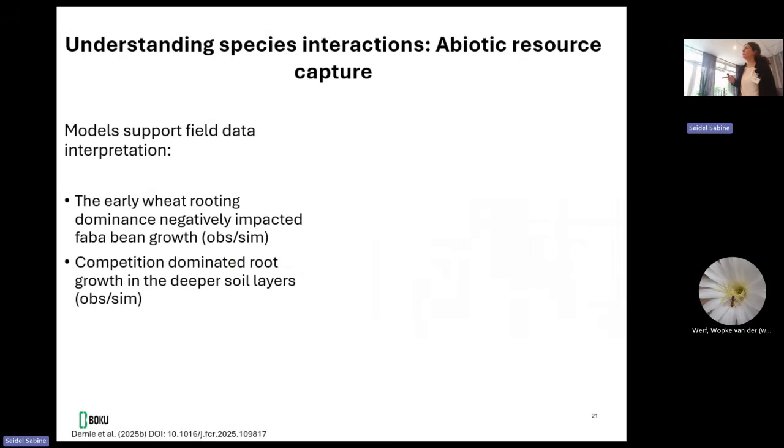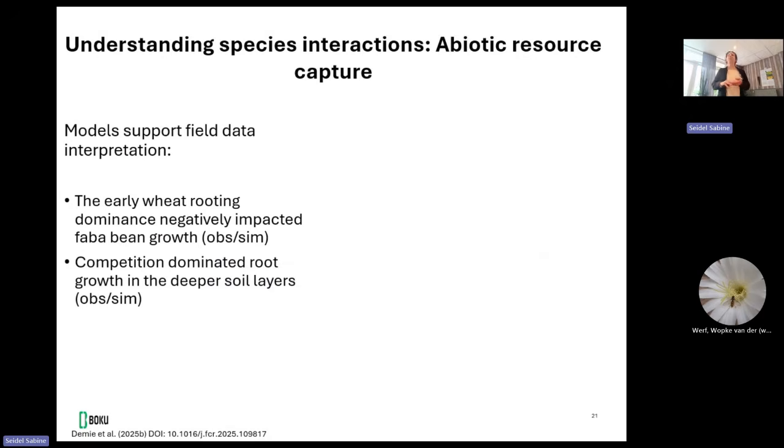What we have seen so far is that the early wheat rooting dominance definitely negatively impacted the fava bean. I have said that before, so the early growth really matters, and here especially if you have a dominant cereal, you have a legacy effect, and this we have proved in our observations. But of course, you will never have daily root observations in the field. If you do coring, we had a few dates, not too many.